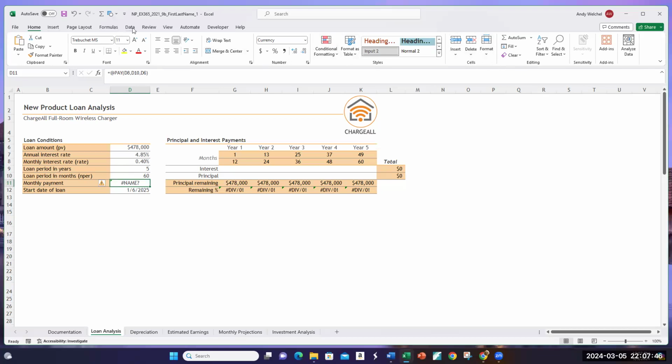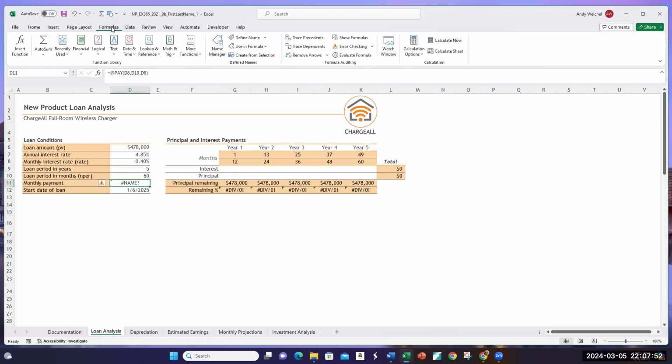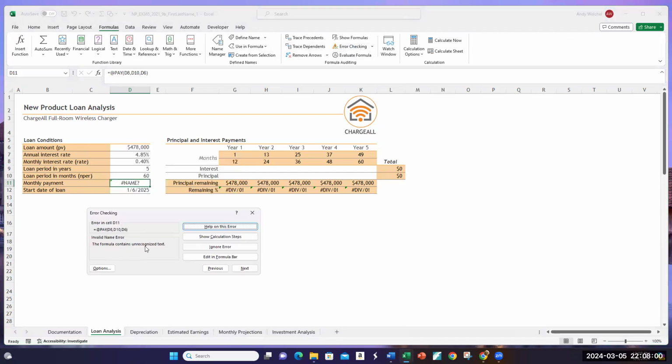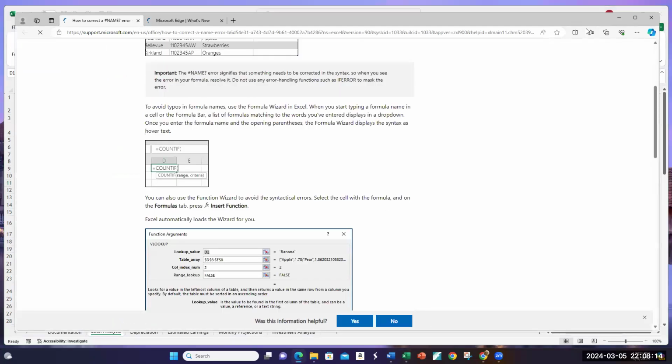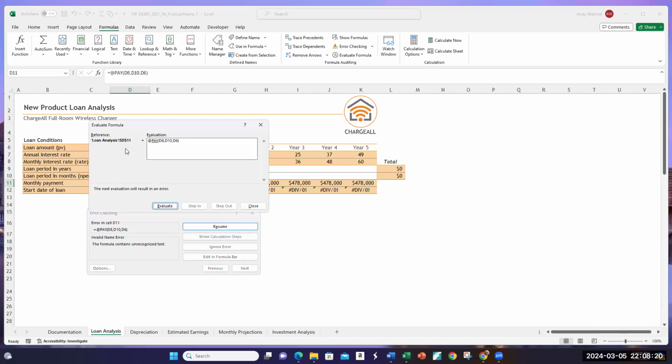Well, oh, formulas, I'm sorry. It's under formulas and then error checking. So if you click on it, it will tell you the formula contains unrecognized text. If you want to know what that is, you can click help on this error, but that's not really that useful because it just takes you to an Excel internet page where you can read about it. The other option is show calculation steps, and it's underlining what's wrong. Evaluate.